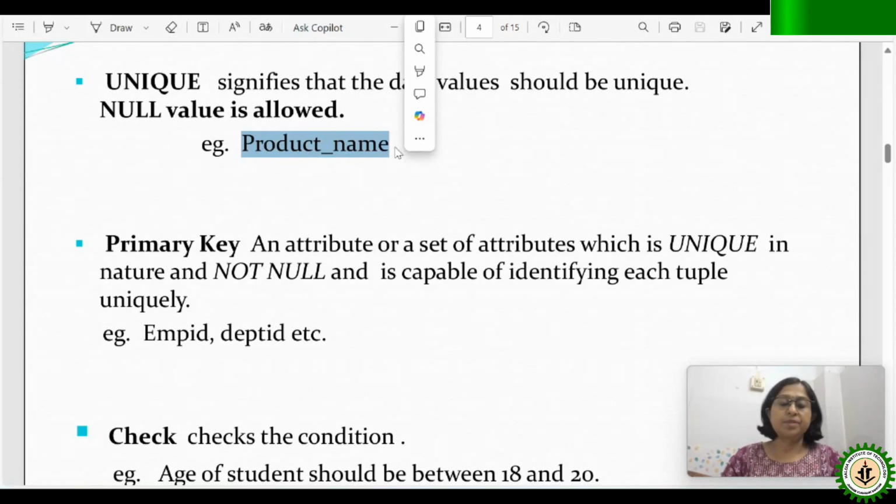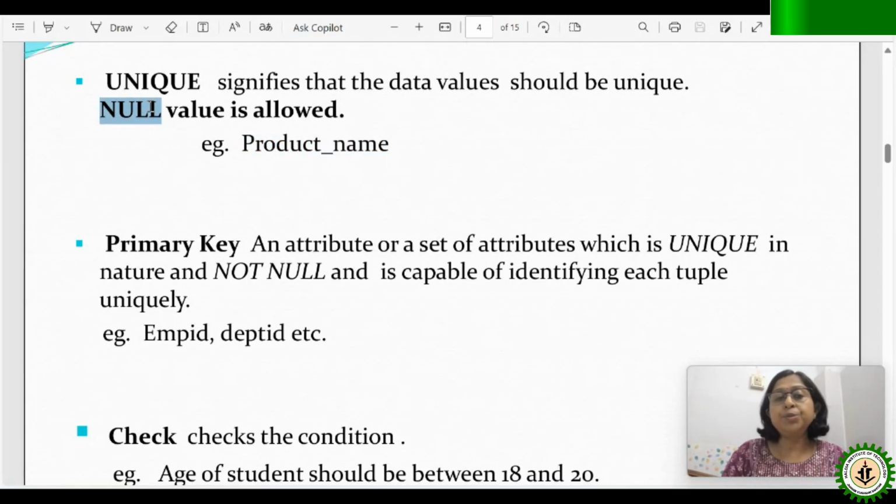All different names. In this unique constraint, one point has to be noted, that you can use null value in this case. That means in product name, if I give a rule that it must be unique, it's okay. Unique names you have to give. You cannot give redundant repeated names. But if you are not sure about the product name at the time when we are inserting the product detail, you may use null value.